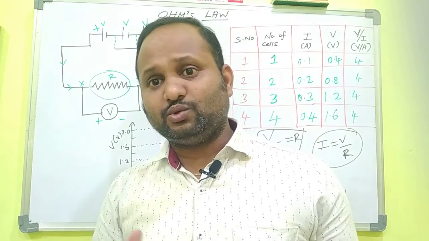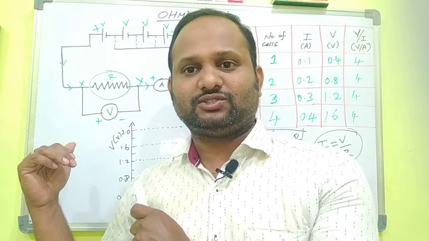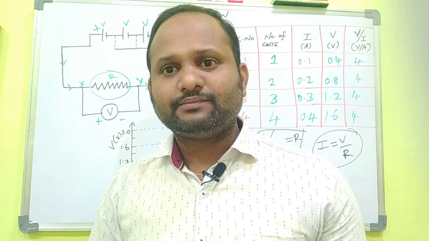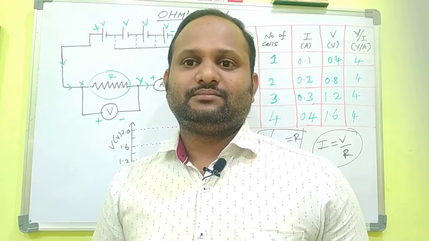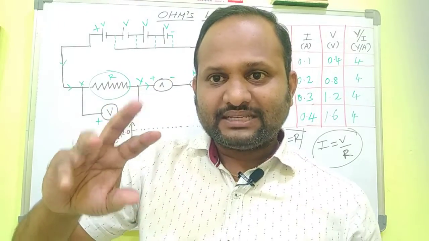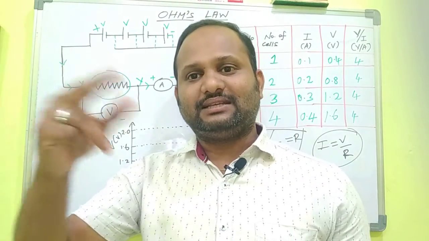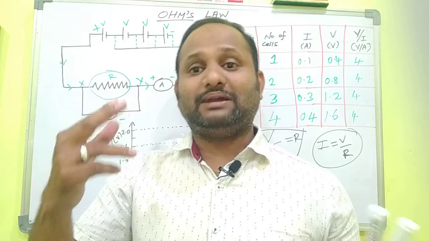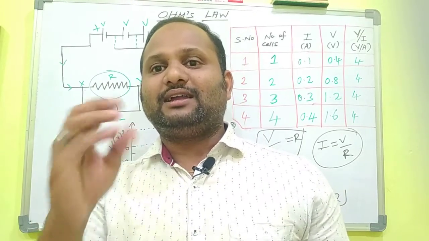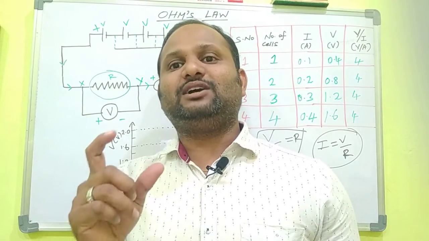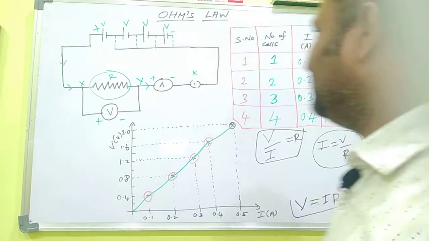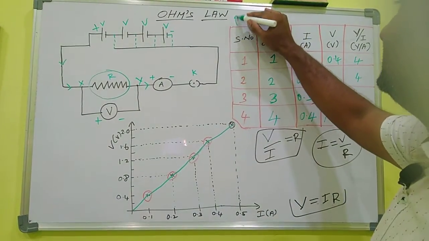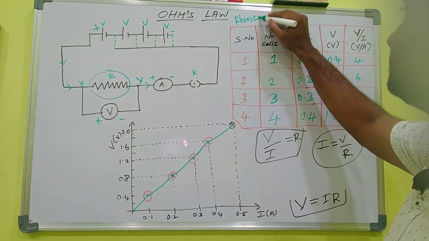So what is the use of a resistor in electrical circuits? In electrical circuits, resistors are used to vary the current. Resistors are used to increase or decrease the current by decreasing or increasing the resistance. The device used to vary the current in an electrical circuit is known as a rheostat, which we studied in the last class.